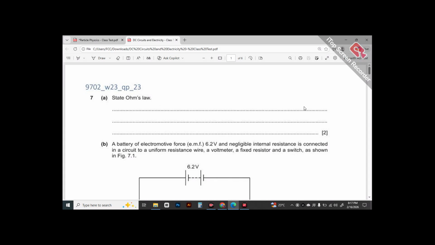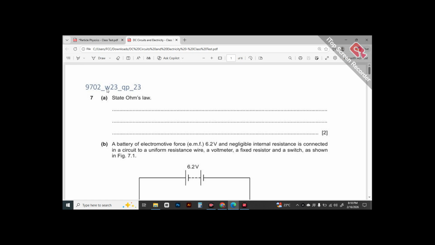Assalamu alaikum. Following the last video from the series of Physics 9702, in which we had solved some past paper questions from particle physics, in this video we are going to solve some past paper questions from DC circuits and electricity, while emphasizing the key points in the marking scheme as well.